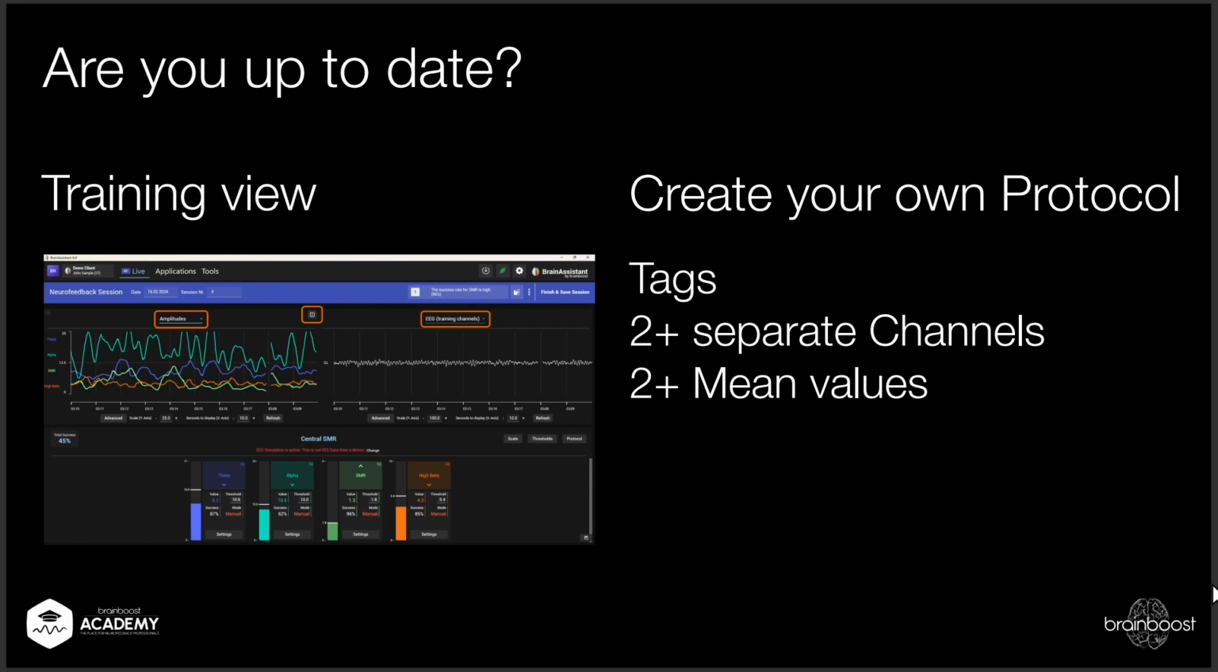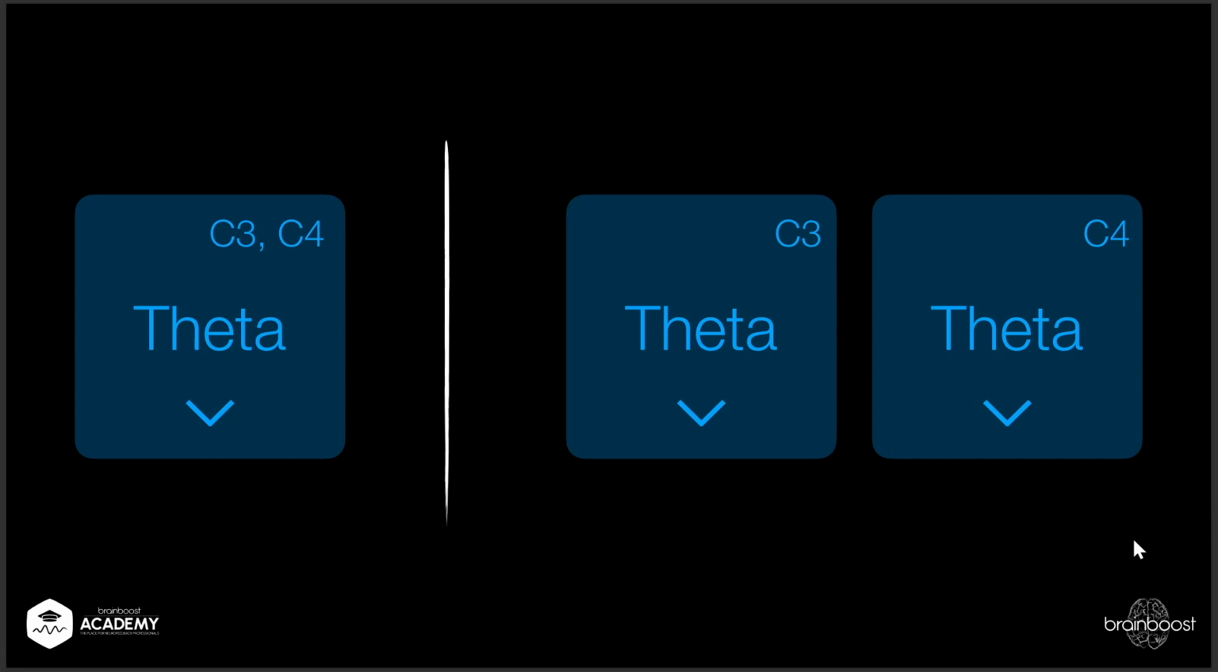And with the last webinar, you can create your own protocols, give them tags like concentration, calmness, focus. You can have 2 or more separate channels and you can have 2 or more mean values. What does that mean? Just to give you a little hint.